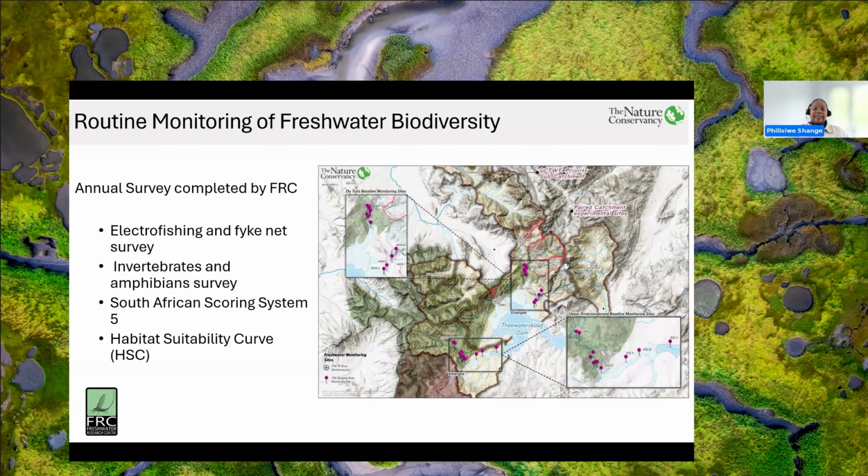And they also conduct the habitat suitability curve, just to understand what type of habitat is preferred by each species, because with different species, some prefer fast flowing rivers, others prefer shallow sections of the rivers, and others prefer deep sections of the rivers.